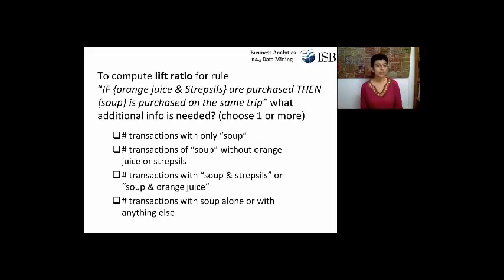Let's see if you can compute the lift ratio for the same rule that we looked at before. If orange juice and Strepsils are purchased, then soup is purchased on the same trip. Think about whether the information that we had thus far is sufficient for computing the lift ratio. And if not, see which one of these other 4 pieces of information is needed in order to do the computation. Stop the video here and see if you can figure this out.